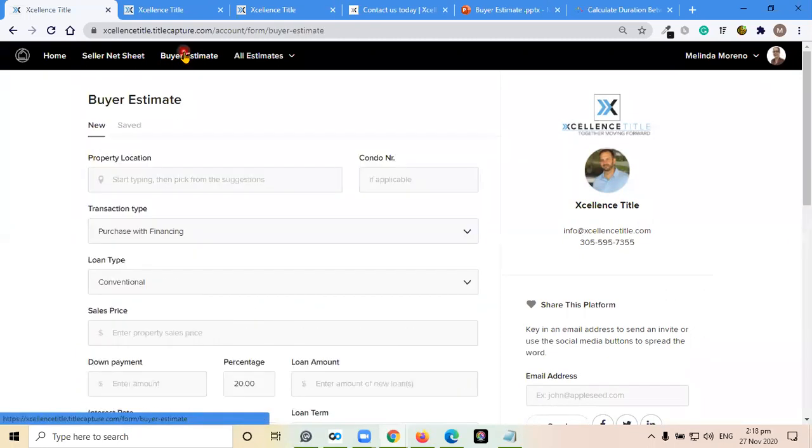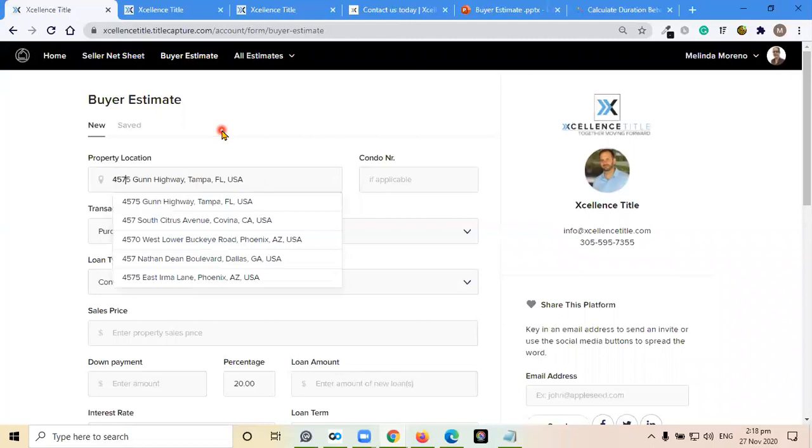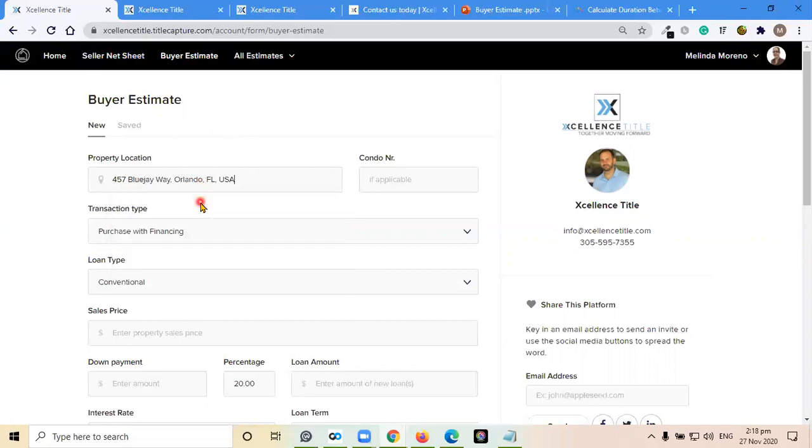So let's get started with creating a buyer estimate. In the property location field, go ahead and enter the information and the system will auto-complete the property address for you. So for this example, we're going to use 457 Blue Jay Way in Orlando, Florida.